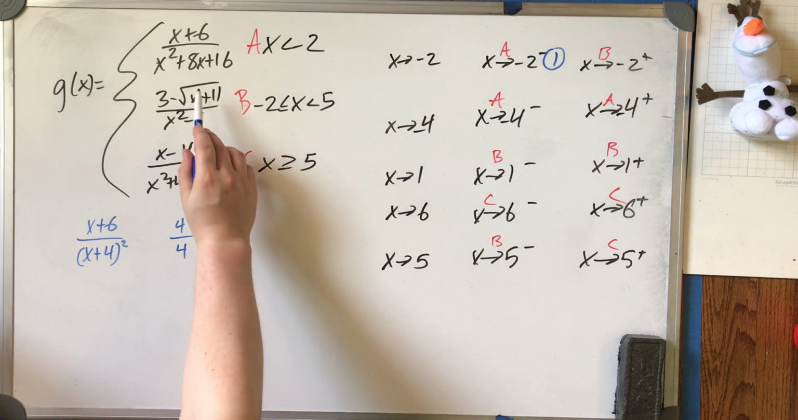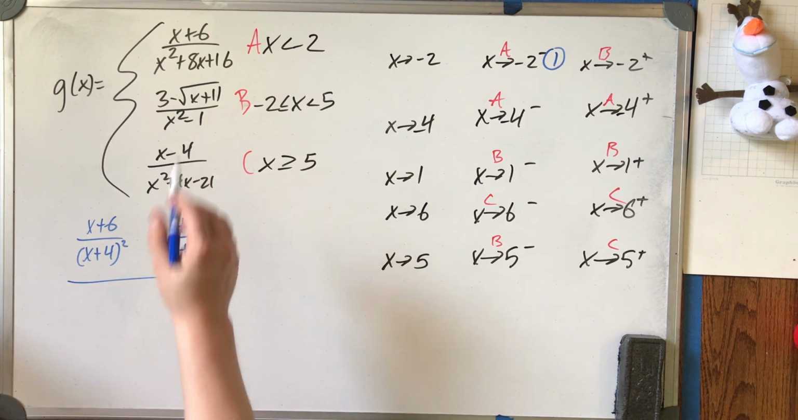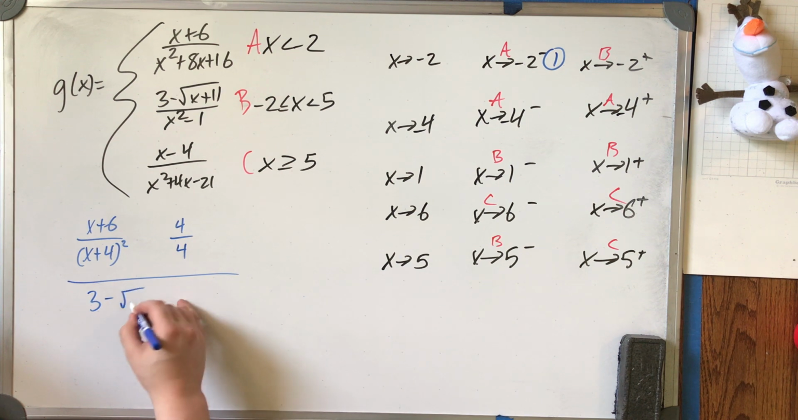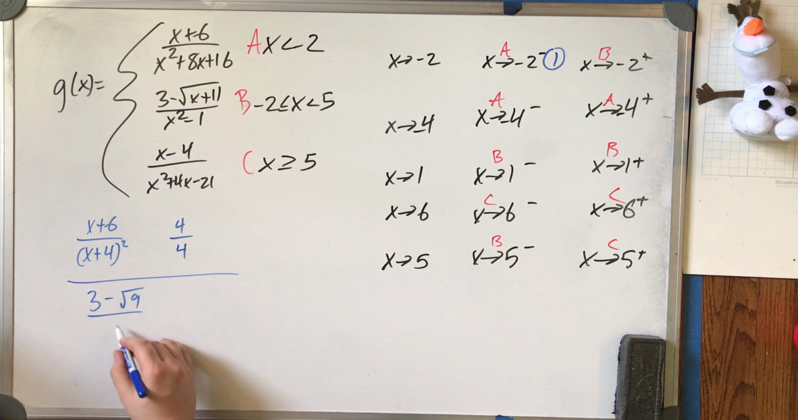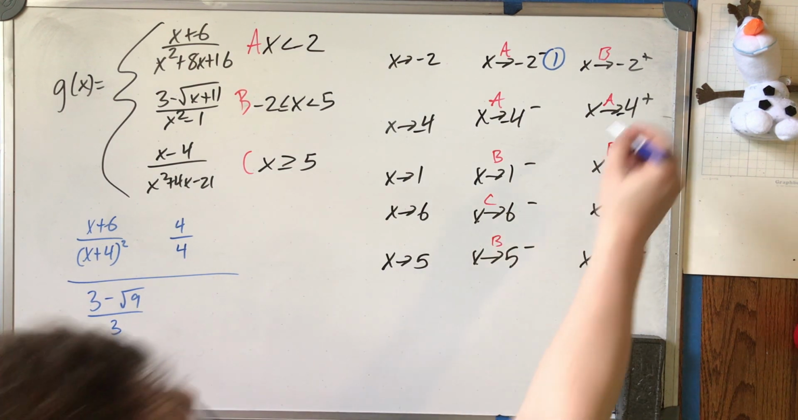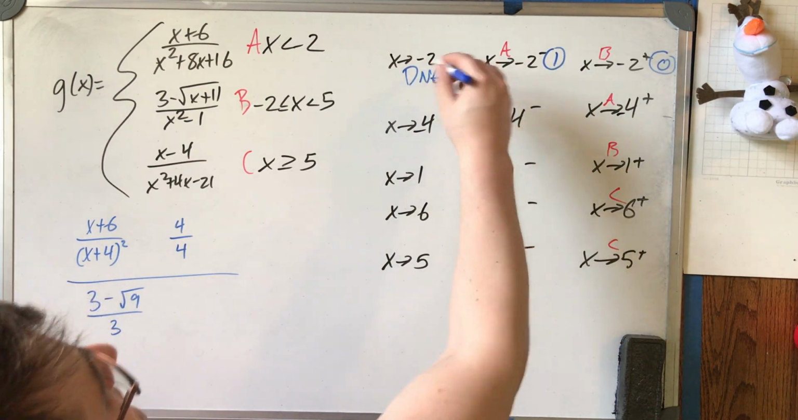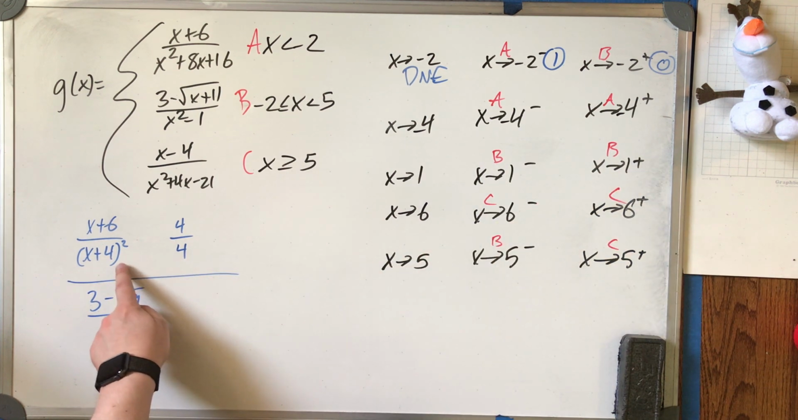Now let's plug in to B. Let's see what happens if we do that with -2. So I'm going to get 3 minus the square root of 9 over, let's see, 2 squared, that's going to be over 3. So let's see, this is 3 minus 3, so that's going to be 0. Okay, so that one's 0, those are not the same, so this one does not exist. Done.